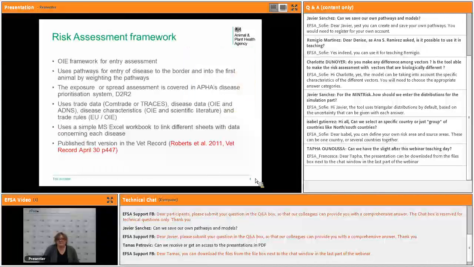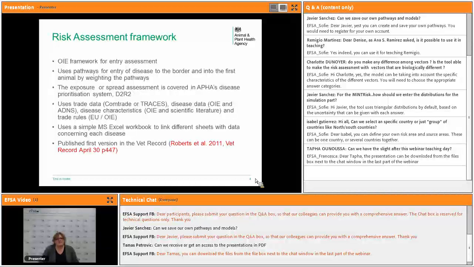The tool itself uses the OIE risk assessment framework. It uses pathways for the entry of disease up to the border. We're not as concerned about national rules, so we're only really assessing up to the border itself. And we also consider the likelihood of that disease getting into the first animal by weighting those pathways. As we go through, you'll see what I mean by that. But it's very important that not all pathways are given a similar weighting because they will be quite different.